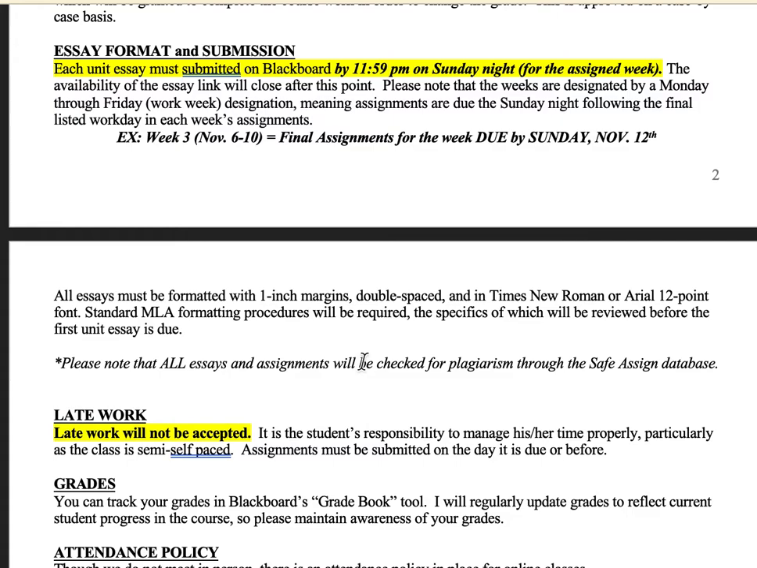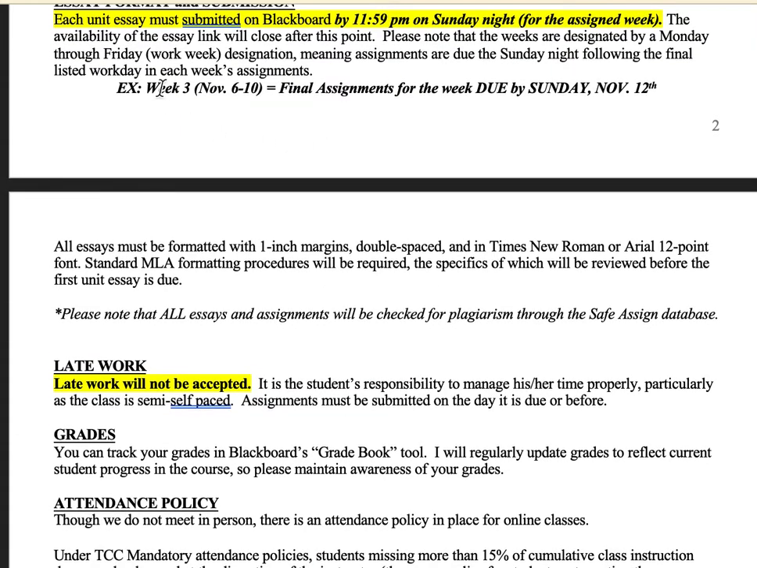So essays, each unit basically has a unit essay, like I said, and that's submitted on the week that it is due by 11:59 p.m. So each week, as I noted, will be broken down for you. And you'll see, I'll have this written out multiple times, but say, for example, I have the date for the week. So say week 3 was November 6th through 10th. That's the Monday through Friday designation. And then I'll always write underneath when everything is due. So that's, say, Sunday, November 12th. And each week on Monday, I'll send you guys an email that has the exact assignments that are due for that week.